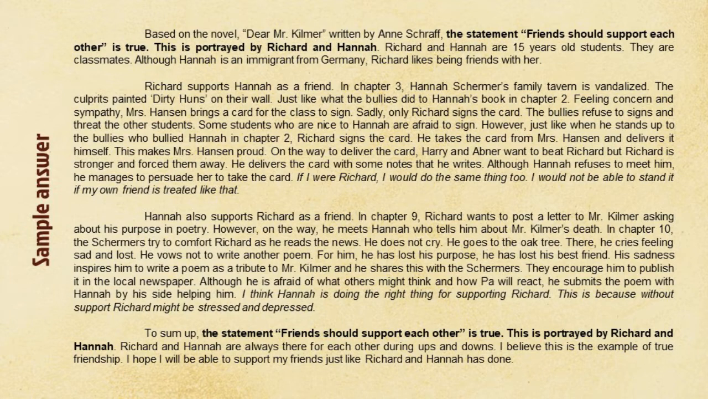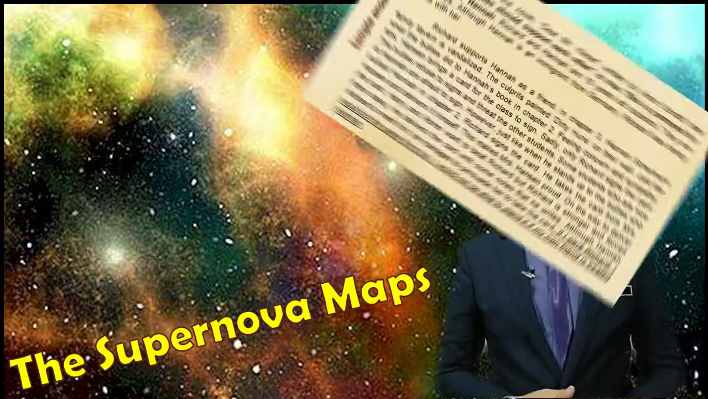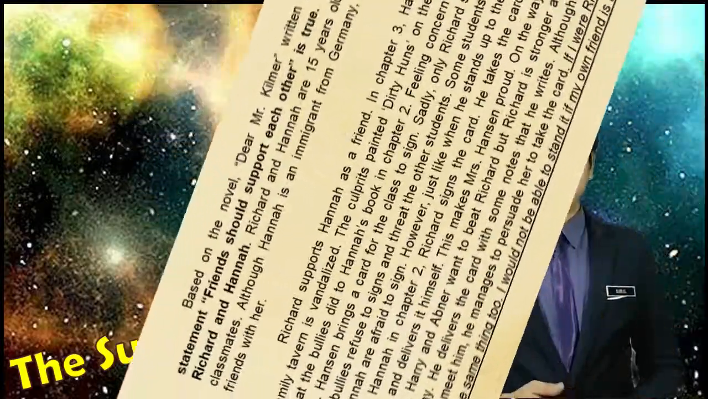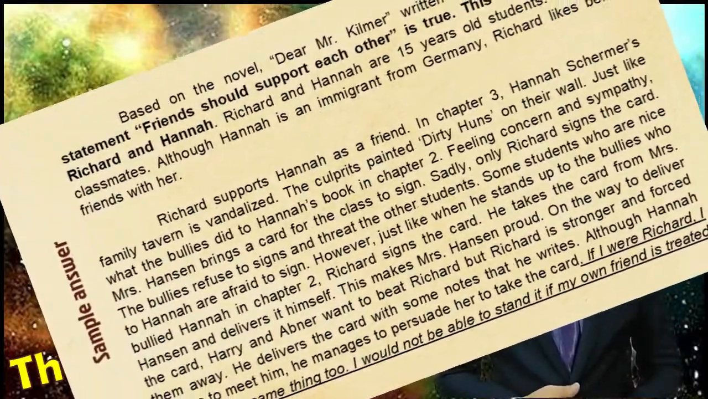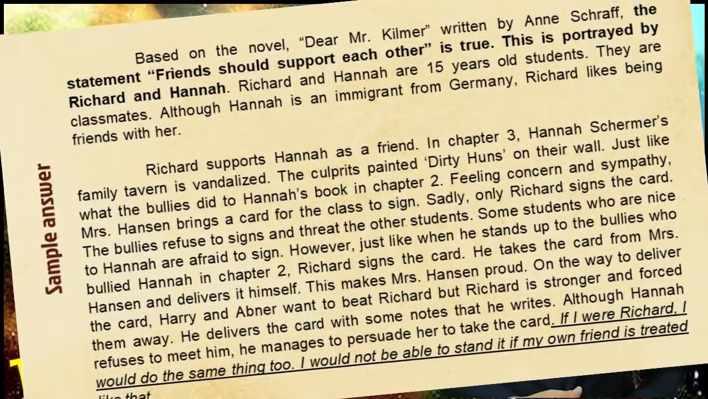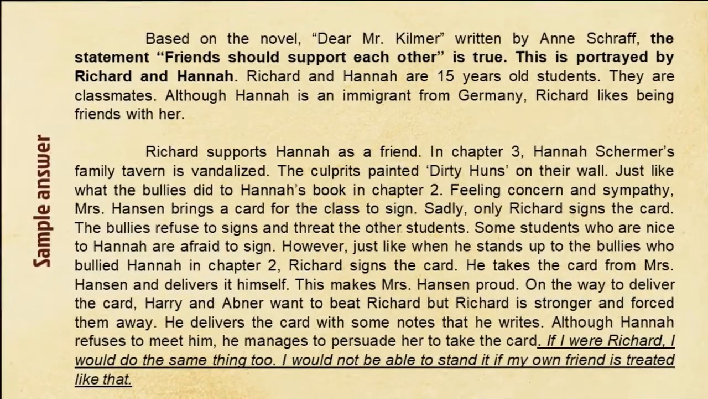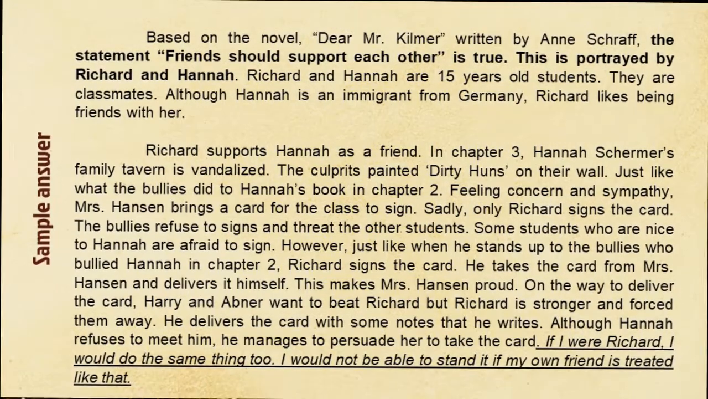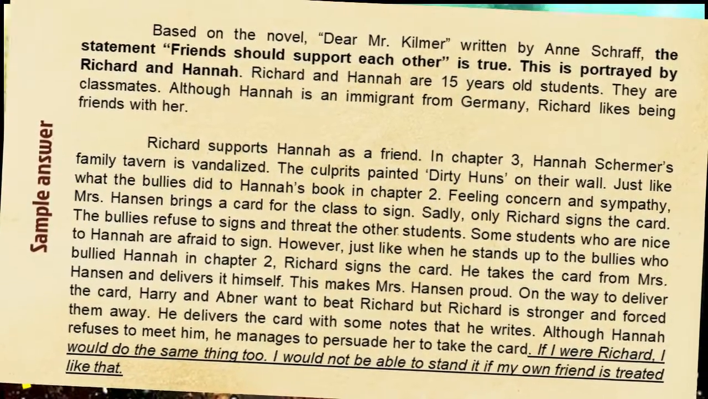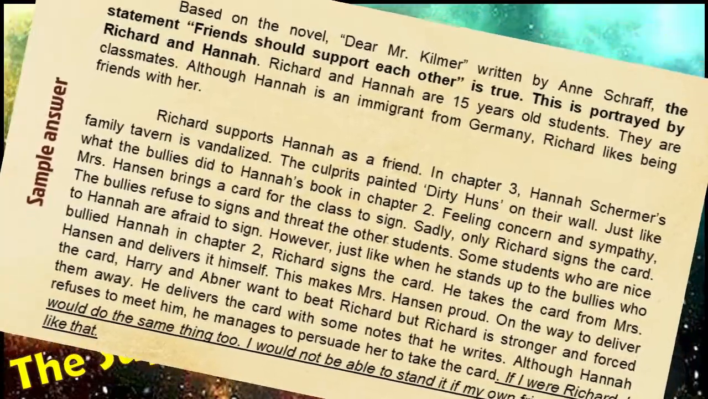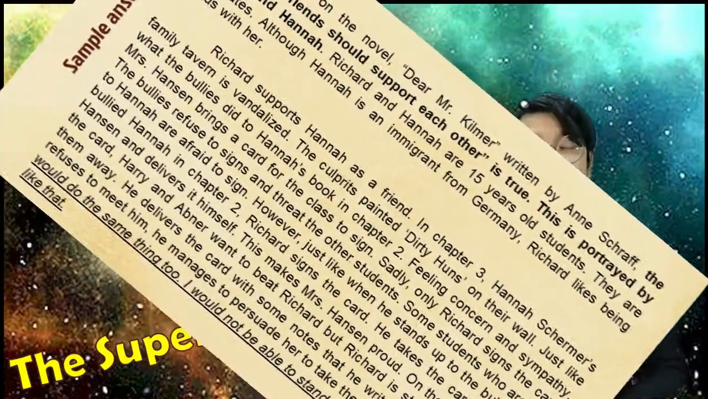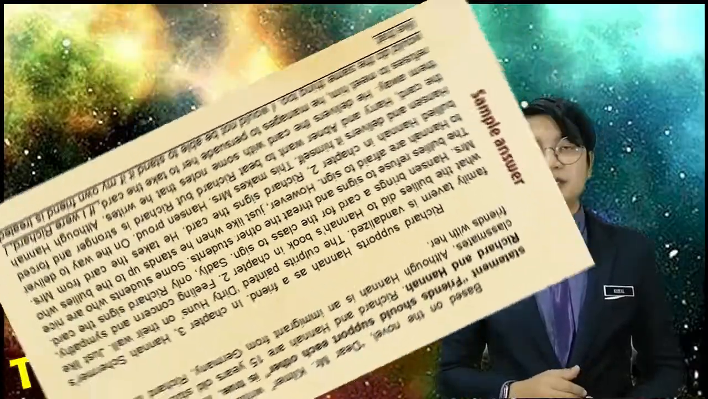Now, look at each paragraph. The first paragraph is the introduction. Remember, if the question gives a statement, you can use this type of introduction. And don't forget to tell a bit about the characters related. The second paragraph is our first point that shows evidence of Richard supporting Hannah. Remember, you should provide your response or opinion regarding this action or situation. In paragraph 2, the sentence underlined is the personal response.